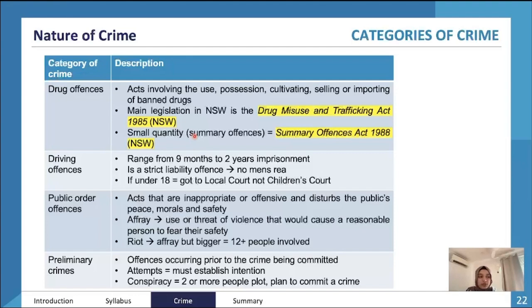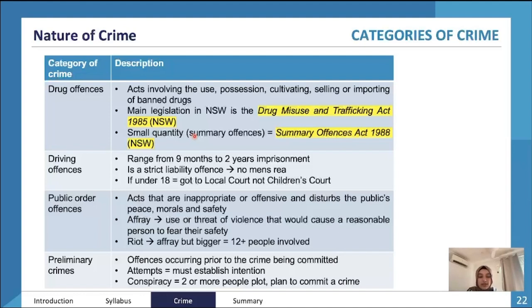Then we have public order offences, which are basically acts that are inappropriate or offensive, and the public peace is disturbed. That's the way I remembered it, public peace disturbed. So things like riots or affrays are basically examples of that.